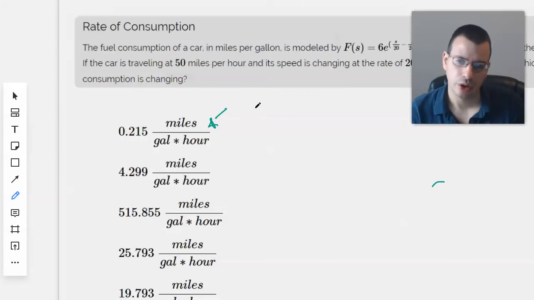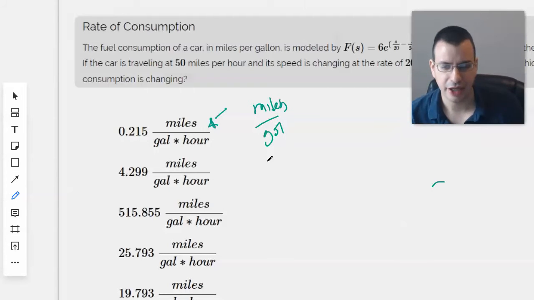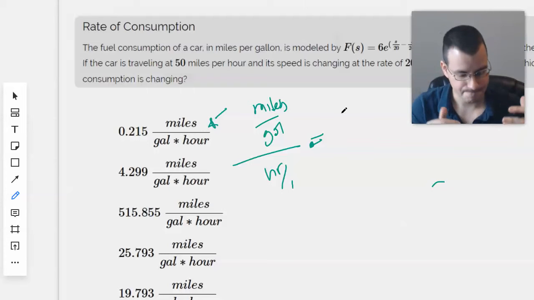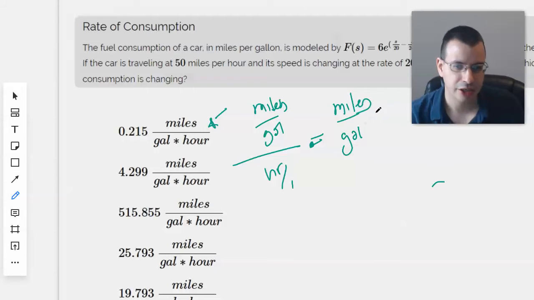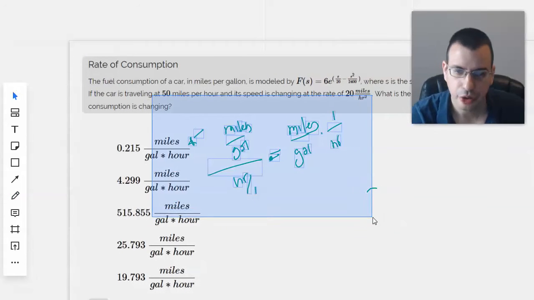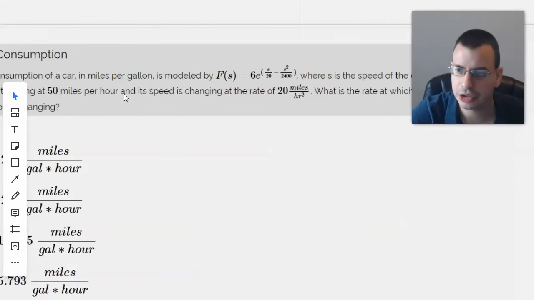If you think of miles per gallon and then divide that by hour, you can look at that as hours divided by 1, and to divide fractions like that, you multiply by the reciprocal, miles per gallon times 1 over hour. Okay, so that seems reasonable. So how do we get that?